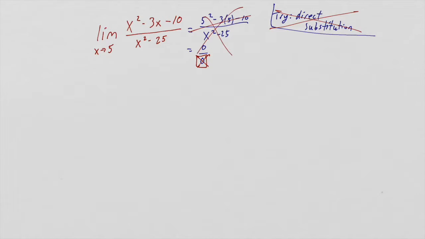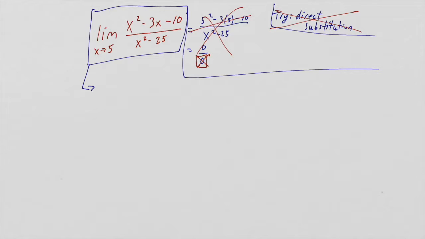No good. So let's take our original limit again, and let's give it a shot by factoring it. Now we can factor this. We've got a quadratic in the top. We have a difference of squares in the bottom. This is a rational function. We've seen these before. So let's simplify it, factor it.